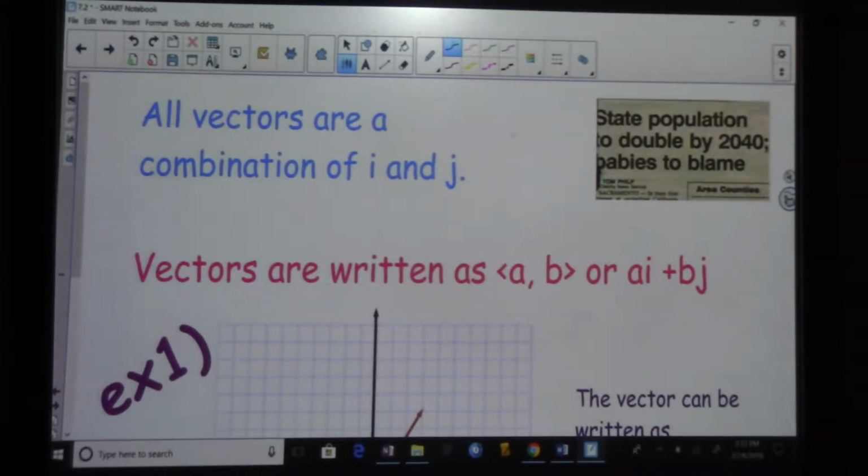Now we can write them in two different forms. We can use these carets here. This is called component form. I'm sorry, my pen is just not quite working here. Component form. Or we can write ai plus bj, and that would be linear form.